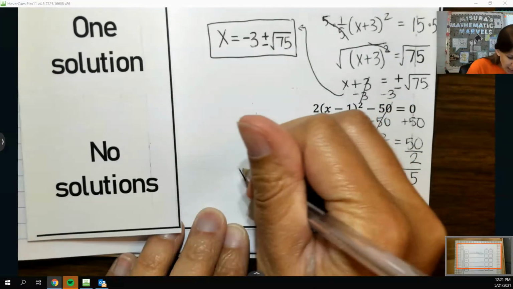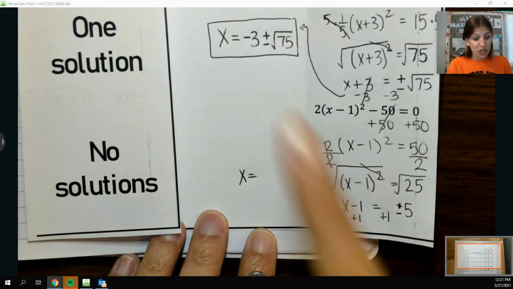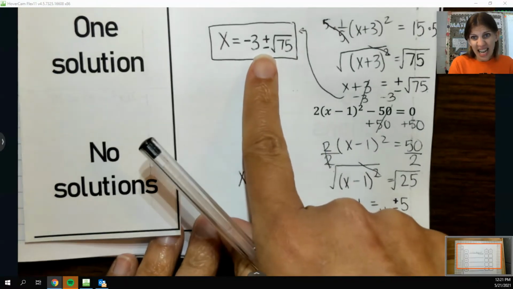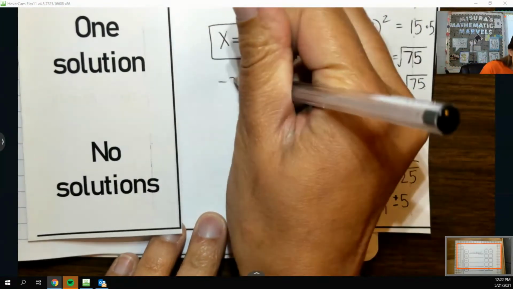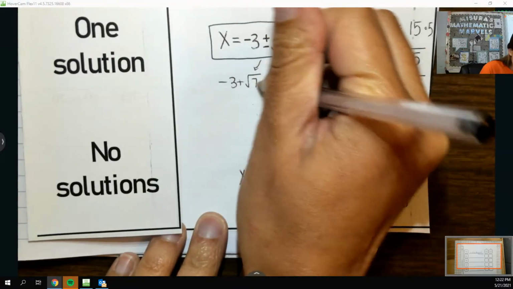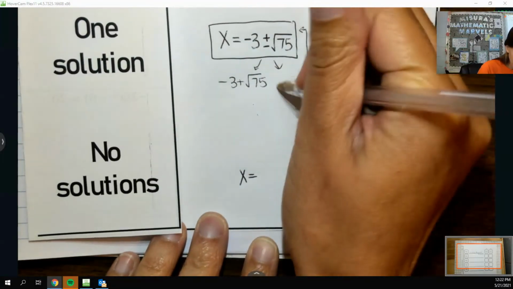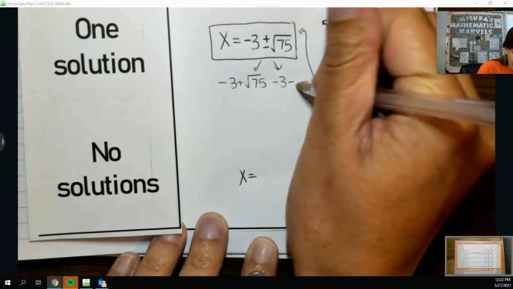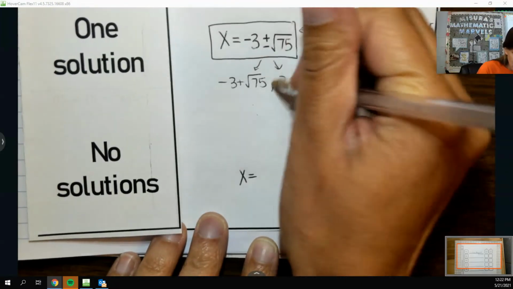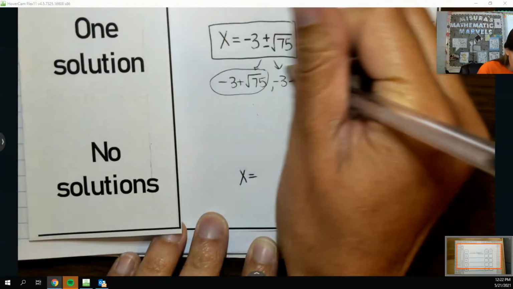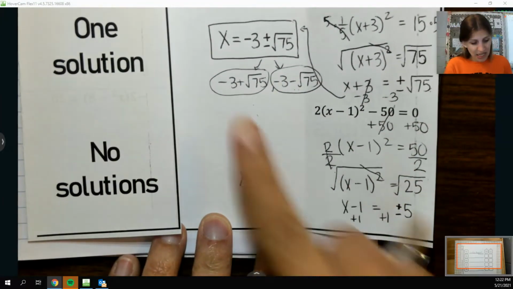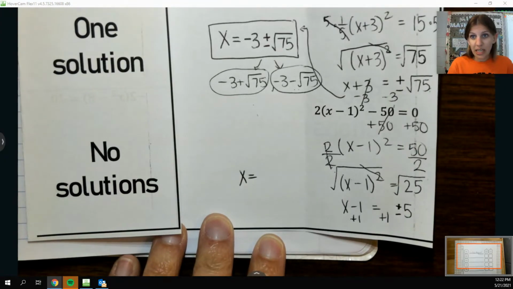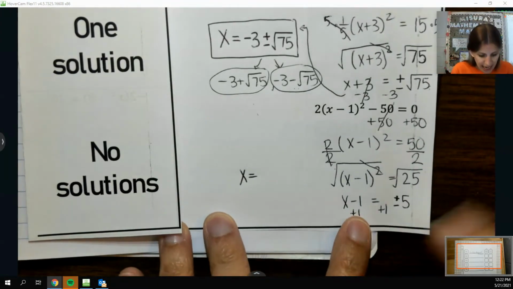Then to get x totally alone now, we want to add 1 on both sides. And now I'm actually going to get 2 separate answers. Up here, I forgot to say, we do kind of have 2 answers. One of them is negative 3 plus root 75. And the other one is negative 3 minus root 75. So we do have 2 answers here. They just kind of look the same, except for the plus and minus in between. These will be more distinct.